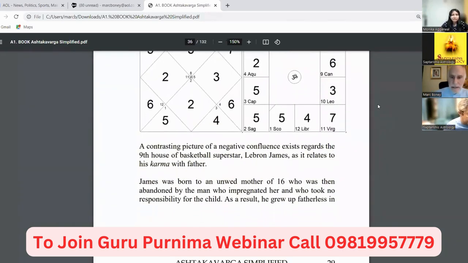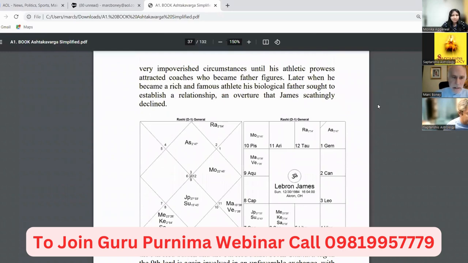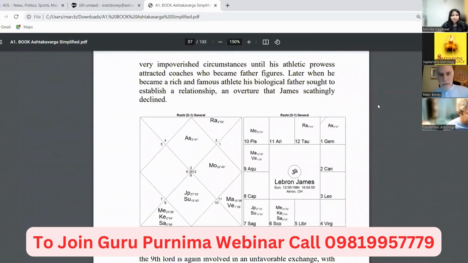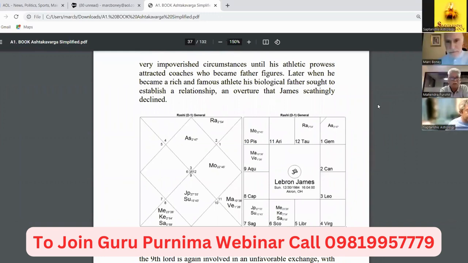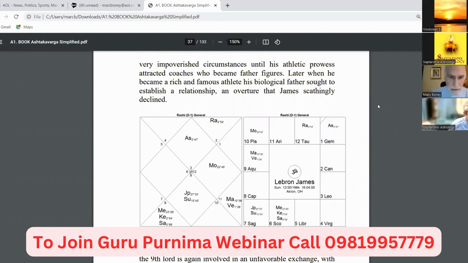So I'm going to show you now here the chart of an extremely famous basketball player, considered one of the greatest basketball players of all time, a man by the name of LeBron James. And he had very humble beginnings. He was born to a 16-year-old unwed mother who was abandoned by the father. The father took no responsibility for the child. And he grew up in very, very impoverished circumstances, right?